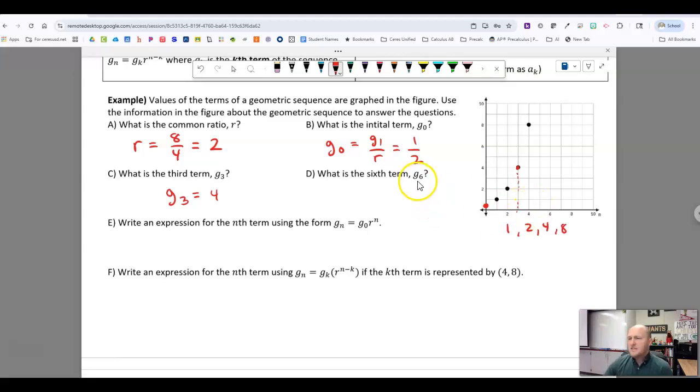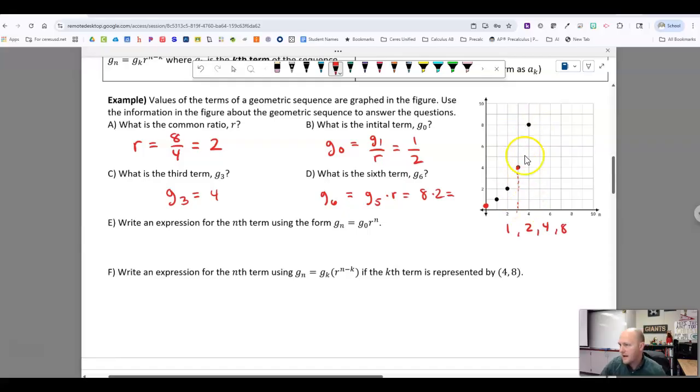What would be the sixth term? In order to find the sixth term, I need to have the fifth term, and I'm going to multiply times R. Well, I don't know what my fifth term is, but I could find it if I double 8. So that's going to be 8 times 2.